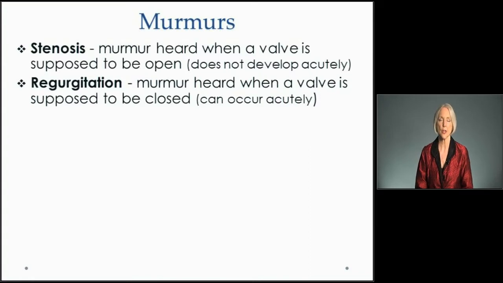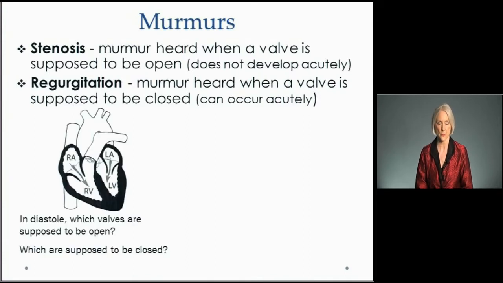Let's say they develop chest pain. You should always listen to the heart again with any chest pain episode, and you hear a new onset murmur that was not there before. It's not going to be stenosis. So it can be either regurgitation or one other thing that I'm going to show you in just a minute.